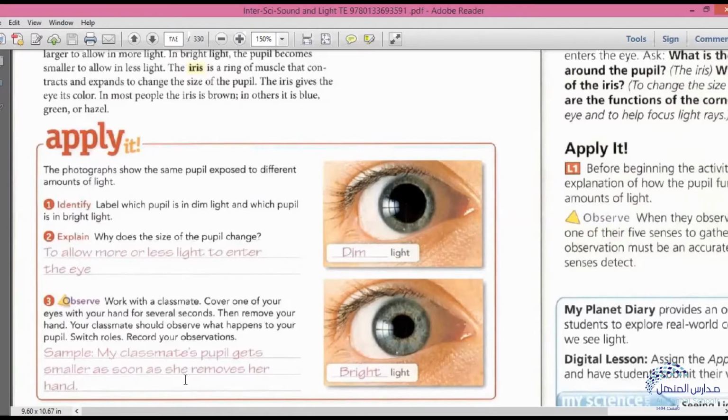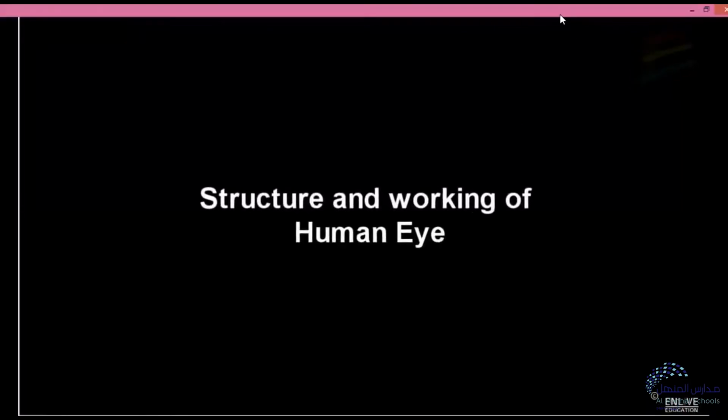In order to understand these two pages, we have a video that we are going to watch together. Before starting this video, I will enhance the sound first. Structure and working of the human eye.